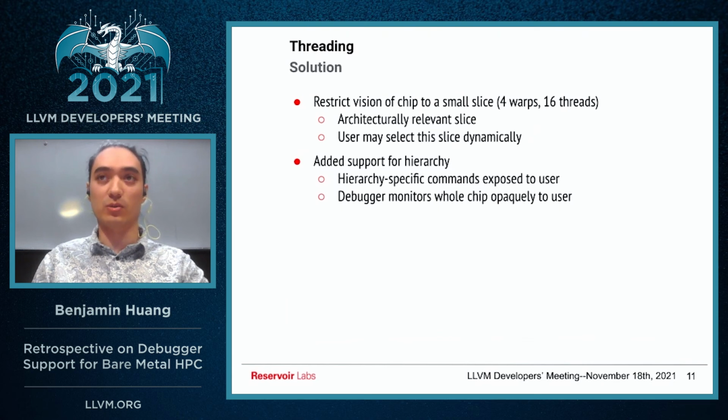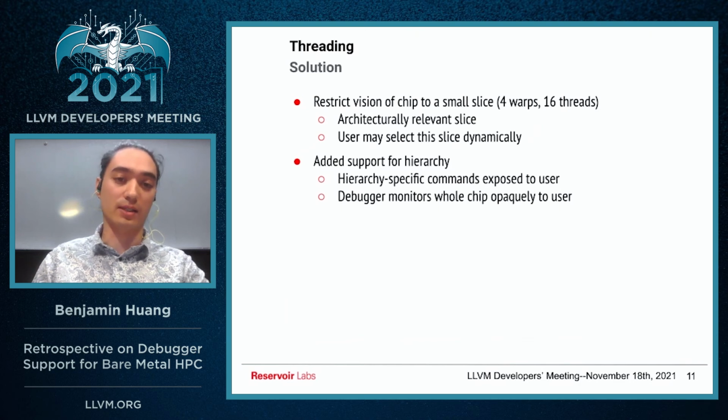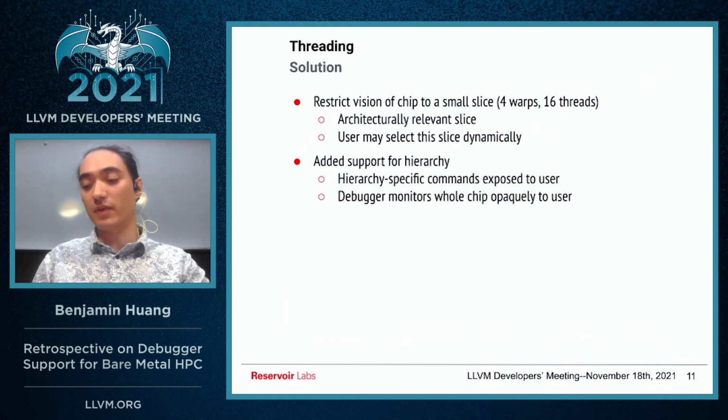So we needed to expose hierarchy-specific commands to the user that allow them to operate across slices, based on how these slices are connected together in the hierarchy, and also add additional classes and complexity to the backend to get around the existing hierarchy that's pretty deeply embedded.